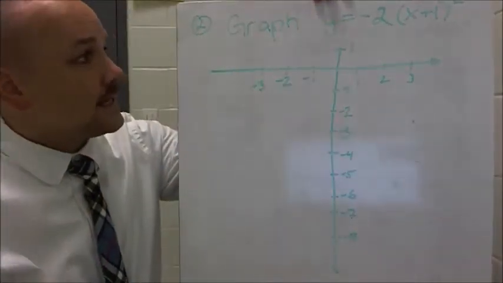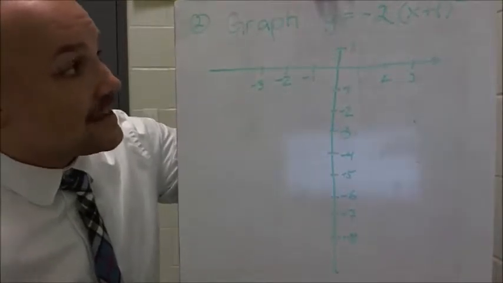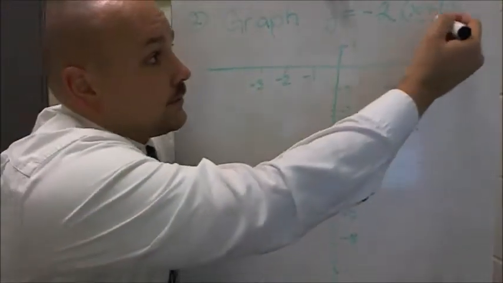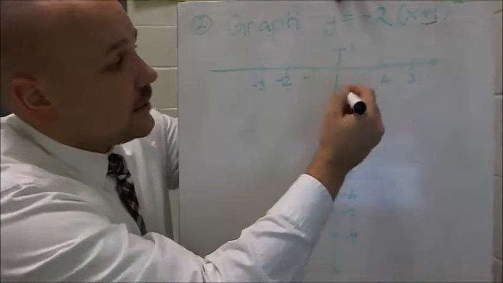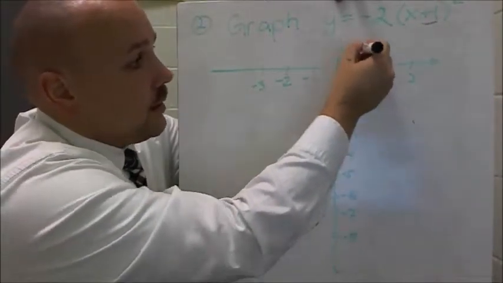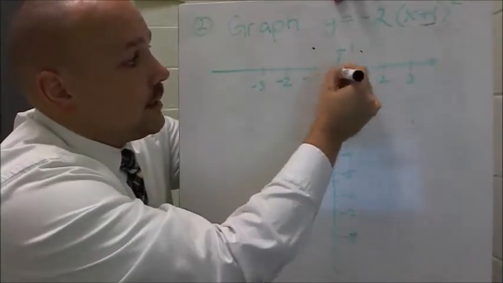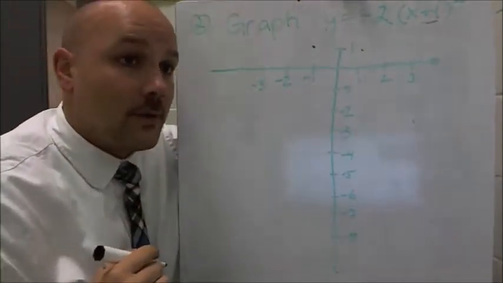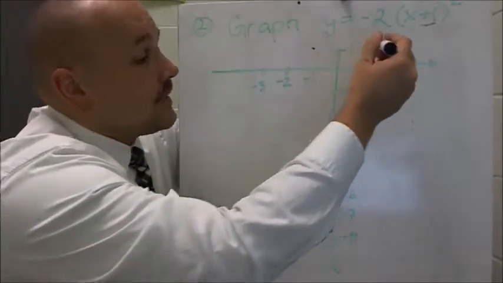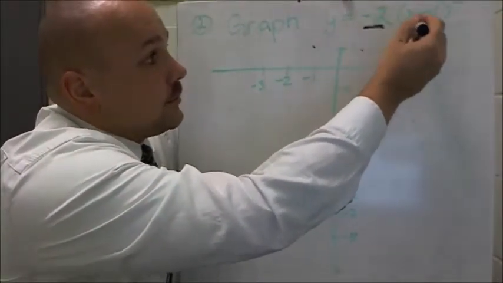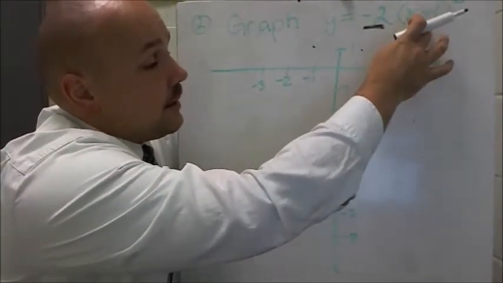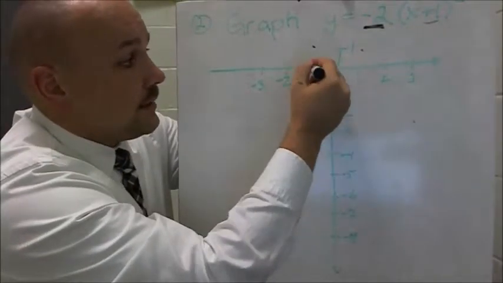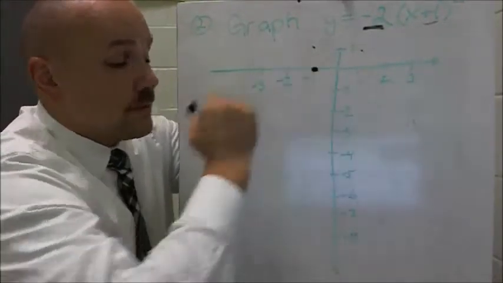So if we have one that says graph y equals negative 2 times x plus 1 in the bracket. First, let's look at our regular parabola. It'll go over 1, up 1, over 1, up 1, and then over 2, up 4, so all the way up here. So that's our regular parabola. Now in this case, we're going to do two things. First, we're going to move the parabola plus 1, which means 1 to the left. So there's my new vertex.